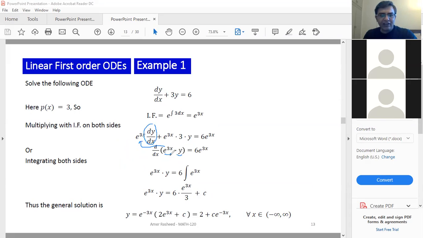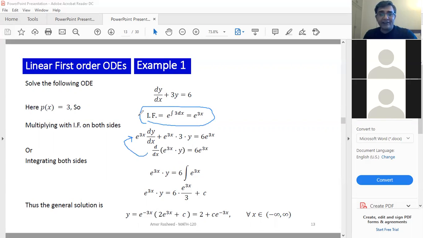Now, what is the derivative of e raised to the power 3x? It is e raised to the power 3x times 3 into y as it is. So what do we obtain here? Exactly the left hand side in this step. Now, I hope you can see the importance of the integrating factor, how we can compute it in this way, and why we have computed it in this way.